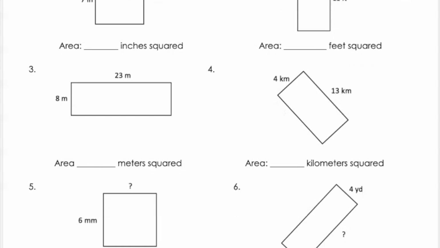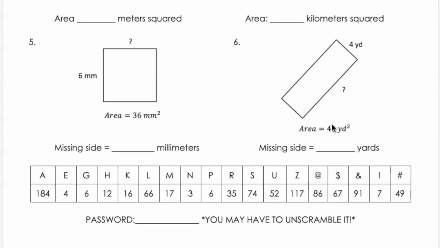So you have numbers 1, 2, 3, 4, 5, and 6. 1 through 4 are just finding the area. And then 5 and 6 are finding the missing side. Really think about it. It gives you one side and the area. And then when you're done, you use your answers in order to find the password.